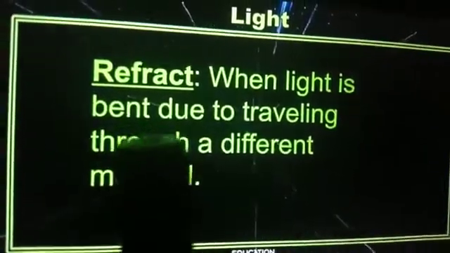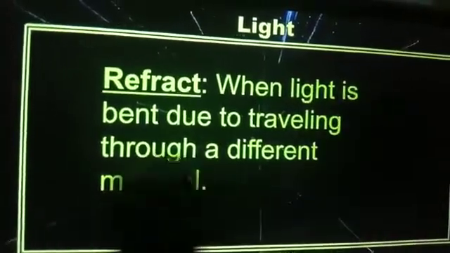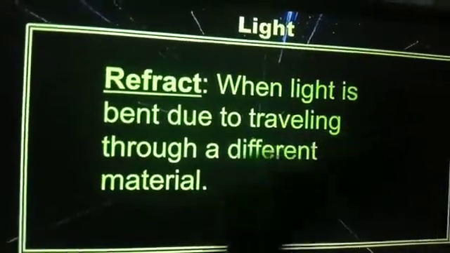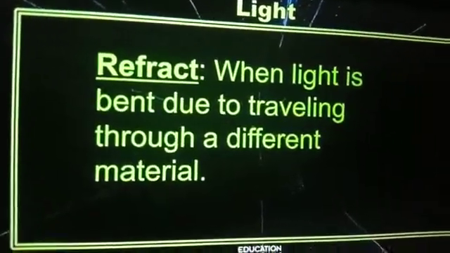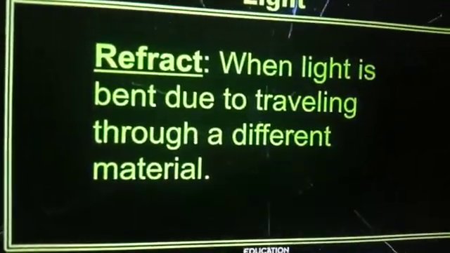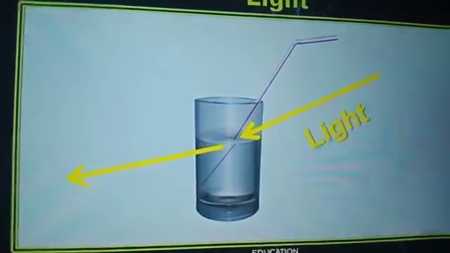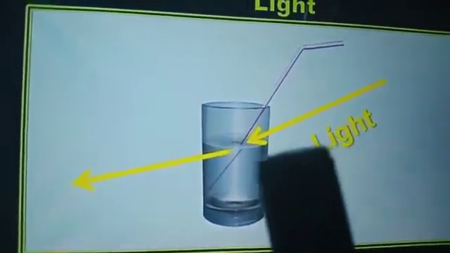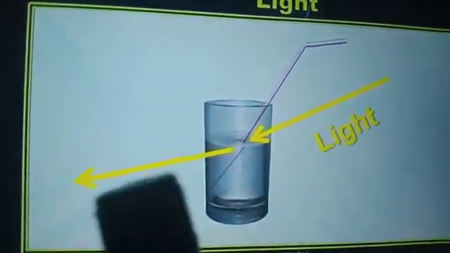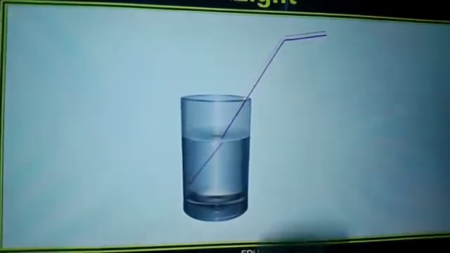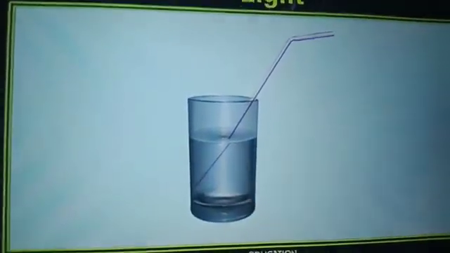Now we see what is refraction. Light is bent due to traveling through different materials. It's called refraction. Now we see how light bends. Light always travels in a straight line, but sometimes it bends. We prove that with an experiment.